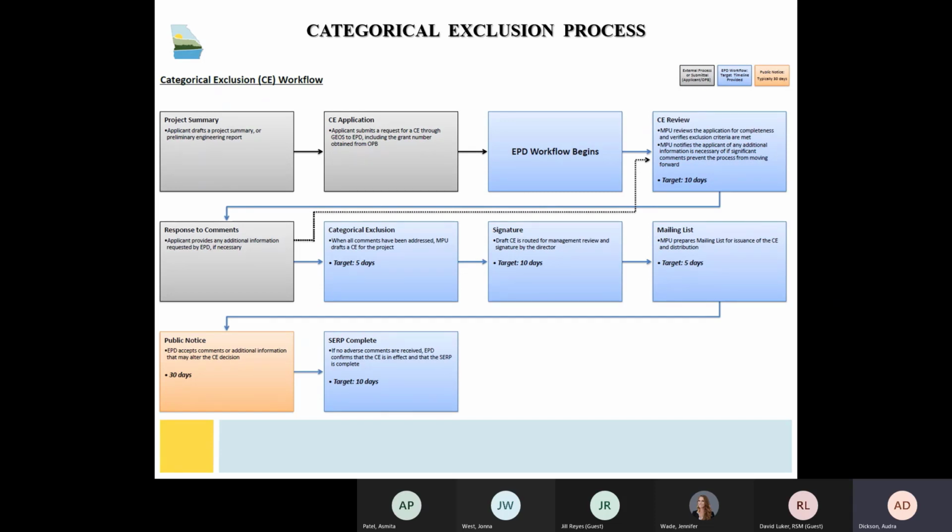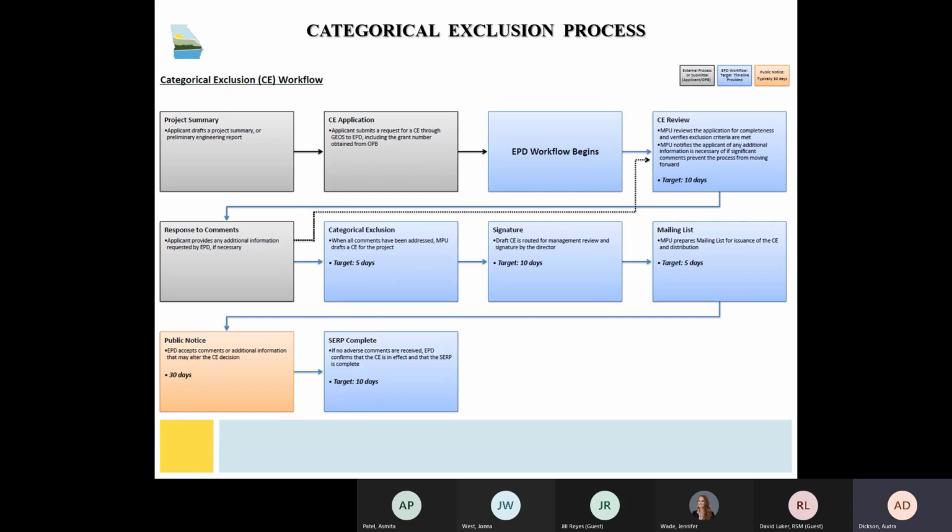to EPD submittal. Once all comments are adequately addressed, CEs are signed by the EPD director and put on public notice for 30 days. Once the public comment period is complete and all public comments have been addressed, EPD will send the applicant a letter confirming the completion of the CERP. If complete, accurate, and approvable applications are submitted and everything goes to plan, the target timeline for completing a CE is about 60 to 90 days.